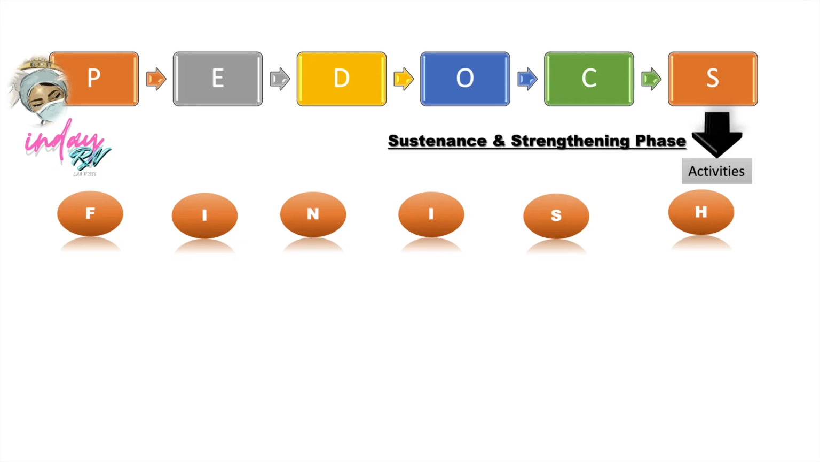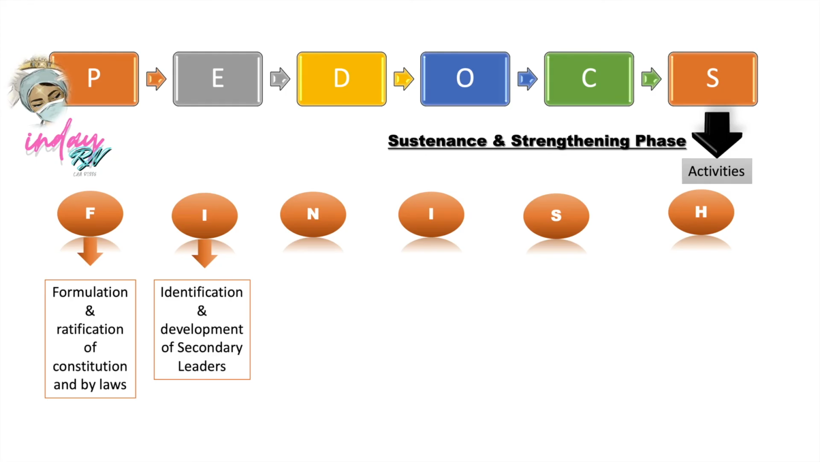The help will end, of course, because the community is already strong enough to solve their issue. Okay? So, remember the word FINISH. And in here, F is the formulation and ratification of constitution and bylaws. Meaning to say, we have already formulated a constitution to guide the community.